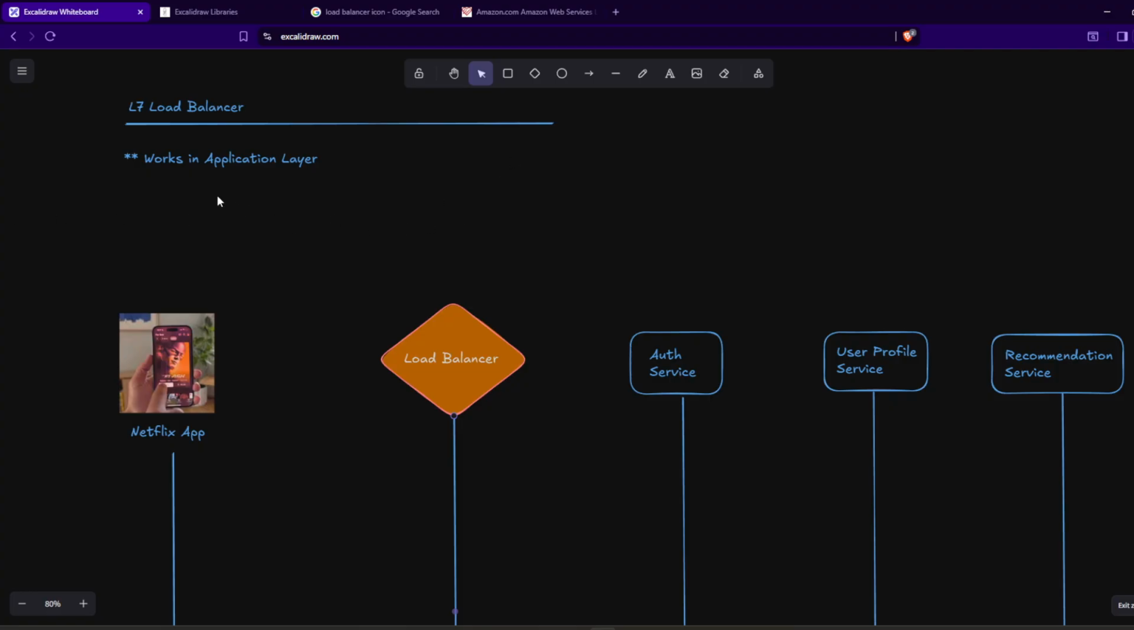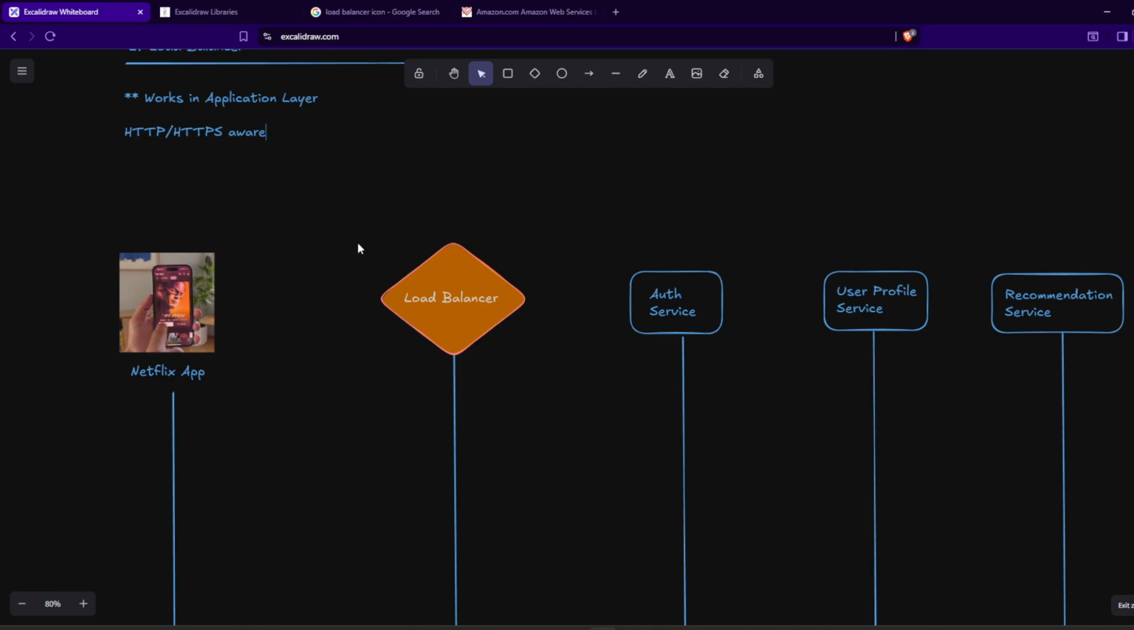The first thing first, it works on the application layer that we understood, right? So when we say application layer, that means it is HTTP or HTTPS aware. So anything that is inside our HTTP header or even in the messages, all these things can be inspected by this L7 load balancer, and based on that we could do our own routing. So the example that we took earlier for Netflix, let's take the same thing.